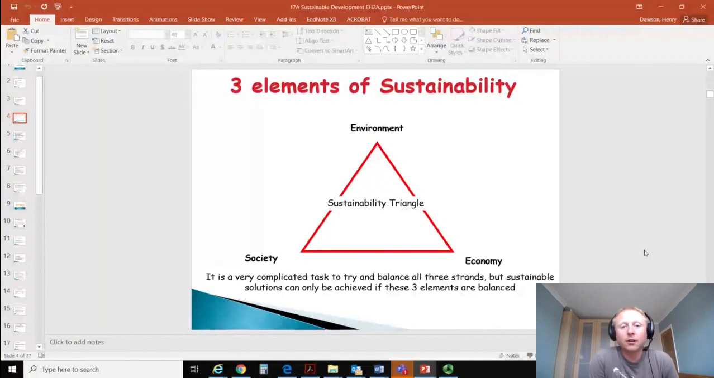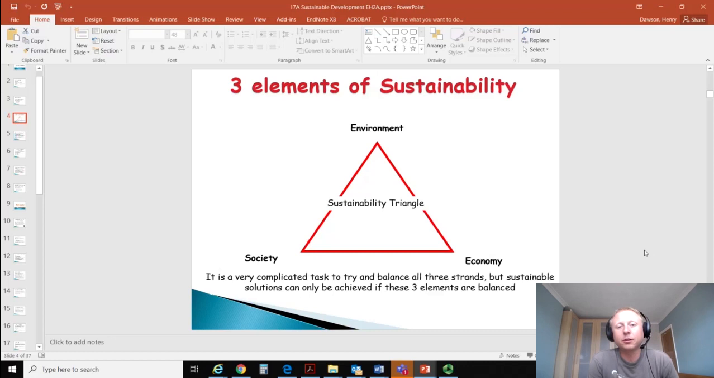Okay, so this is the sustainability triangle. There are three elements to true sustainable development. So the first one is that you need to develop the economy. That is a gradual process of increasing the incomes and swelling the amount of money that you have going round and round in your country, and gradually making yourself richer.